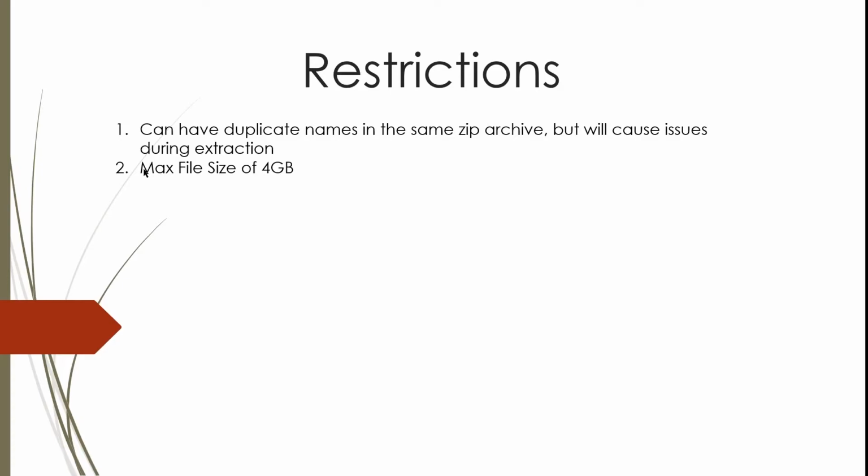Now we're going to look at the second restriction, which is 4 gigabytes. So right now in our folder, we have only about 2.5 megabytes of items. So we literally don't have any issues, but if it's more than 4 gigabytes, we will have to create multiple archives. So let's see how to do that.